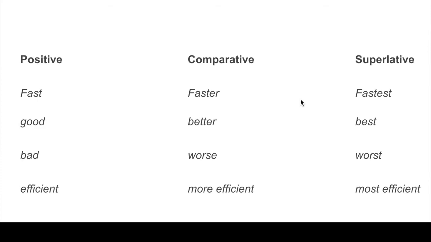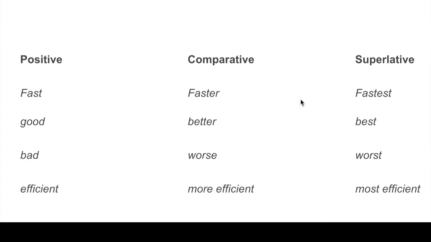Now, let's have a look at the first example, fast, faster, and fastest. Notice that the positive is the root word fast. Comparative, faster, is what you use to describe 2 things, people, or places. And then the superlative is fastest when you add est, when you have 3 or more things, places, or people.